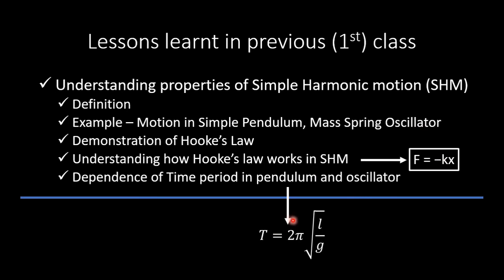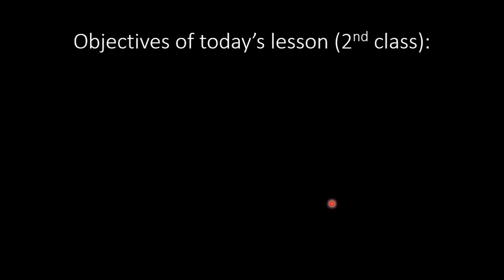We have also discussed the dependence of time period in a pendulum and also in an oscillator. We know that in the case of a pendulum, the time period increases with increased pendulum length and decreased gravitational acceleration. And in the case of an oscillator, the time period increases with increased mass loaded at the bottom of the spring, and the time period also increases with decreased spring stiffness or spring constant k.